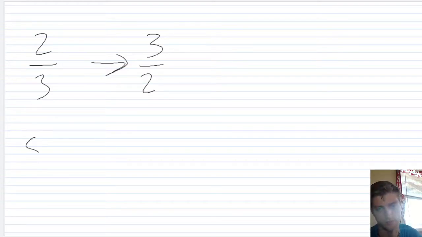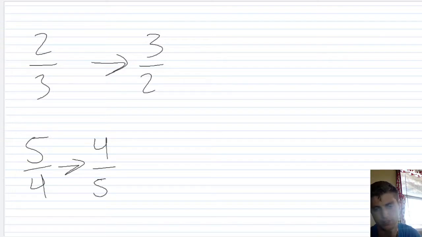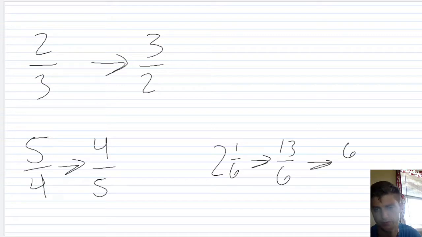Let's take another one. Let's take 5 over 4. The reciprocal of 5 over 4, if we flip it, will just give us 4 over 5. Okay, that's all a reciprocal is. If we have something like 2 and a sixth, we got to convert it into an improper fraction first. 2 times 6 is 12, plus 1 is 13. We got 13 over 6. Turn it into a reciprocal, gives us 6 over 13.